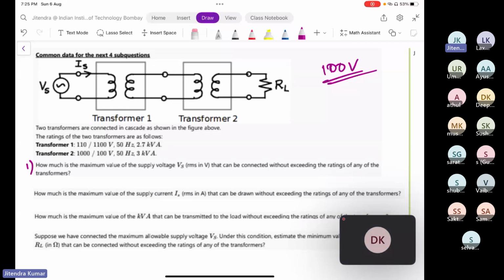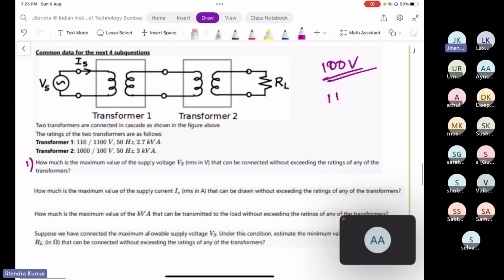Anyone else want to say something? One ten. Sorry, 110. 110 volt is from Atul, right? No, sir, it is Ayush. Ayush. Okay, so there are two possibilities only, either 110 or 100.